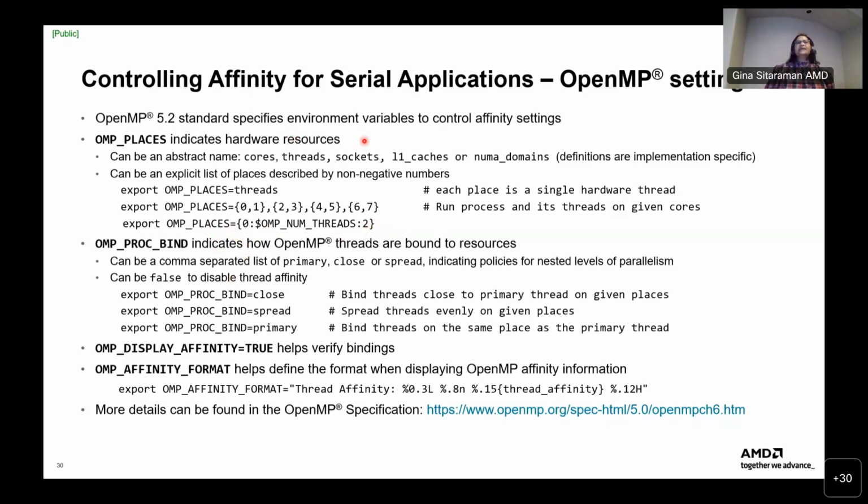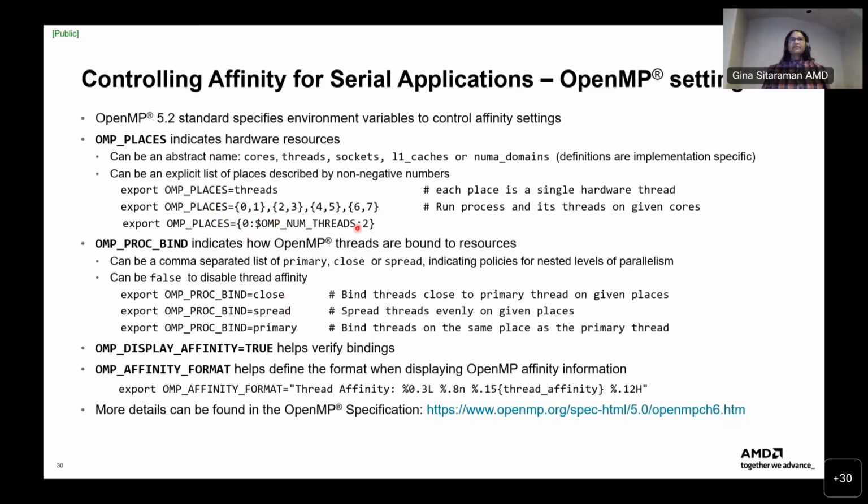And then once we indicate, okay, where we would like our processes to be placed, then we want to indicate how these threads are bound to resources, the OpenMP threads, right? So there are different options again. Check the implementation. In the one that I checked, we can use false to completely disable thread affinity, or we can have one of these 3 options. One is close, which I have used a lot. So this is, I want to bind the threads of my process close to the primary thread on the given places. So the places are defined by OMP_PLACES, but within those places, I want the threads to be as close as possible to the primary thread.